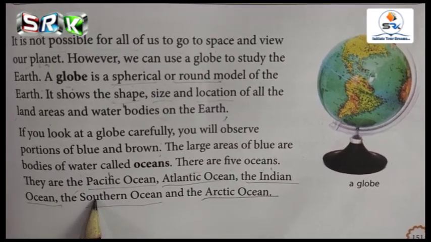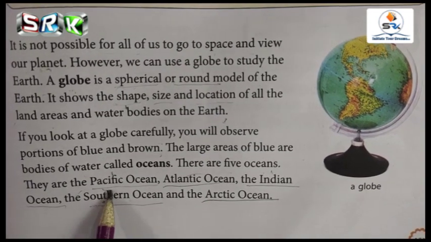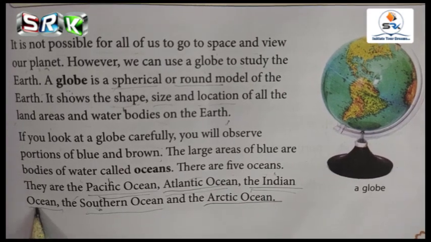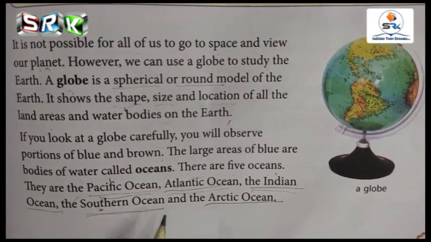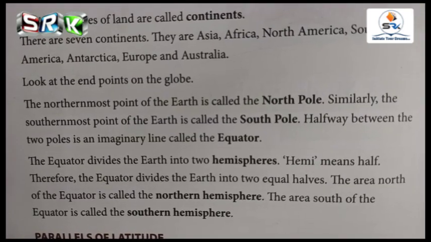So how many oceans are there on our earth? We have 5 oceans. Again I will tell: first Pacific Ocean, second Atlantic Ocean, third the Indian Ocean, fourth the Southern Ocean and fifth the Arctic Ocean. First we have seen oceans.